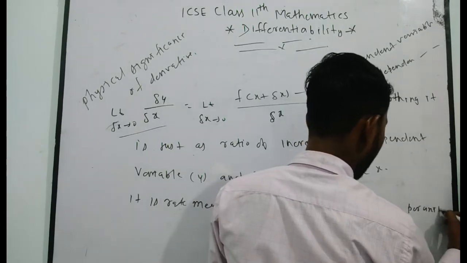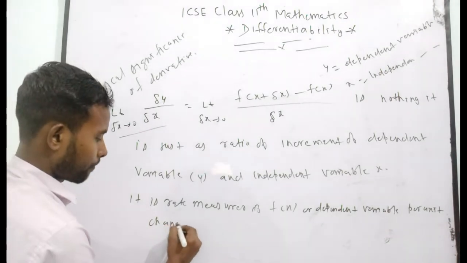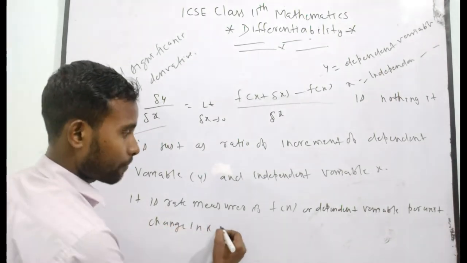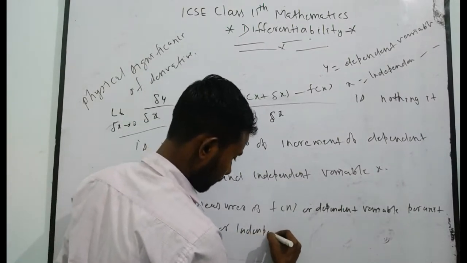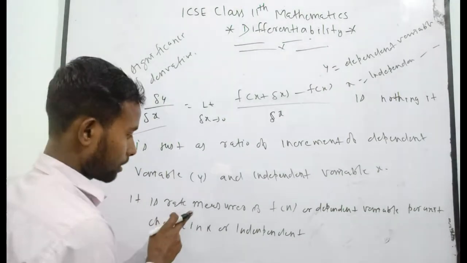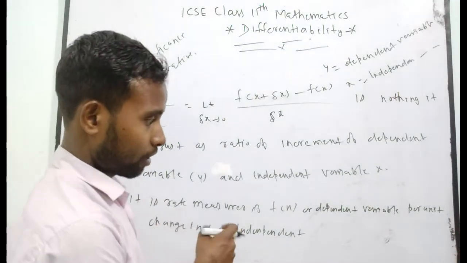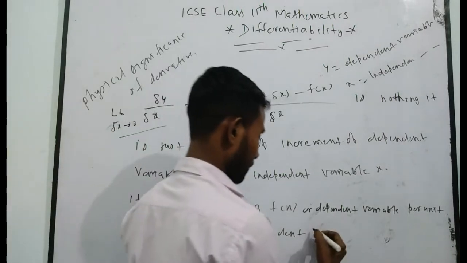Per unit change in x or independent variable. It is a rate measure of f(x) or dependent variable per unit change in x or independent variable.